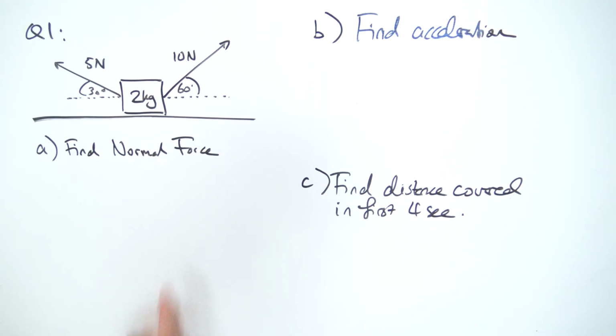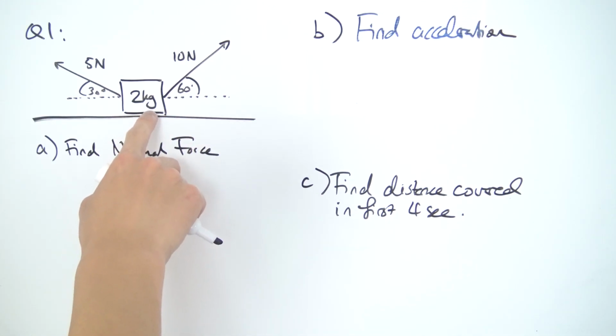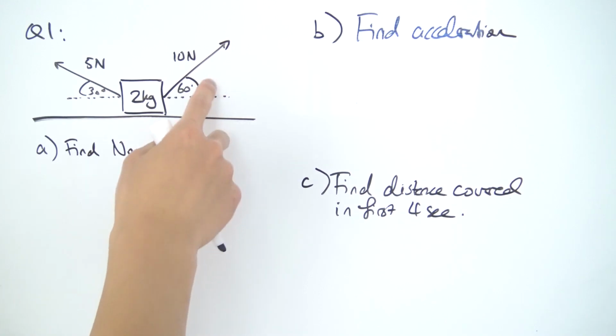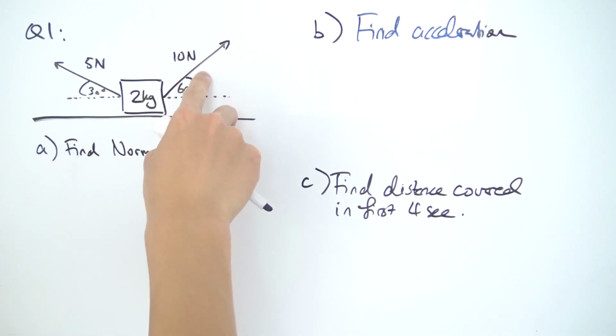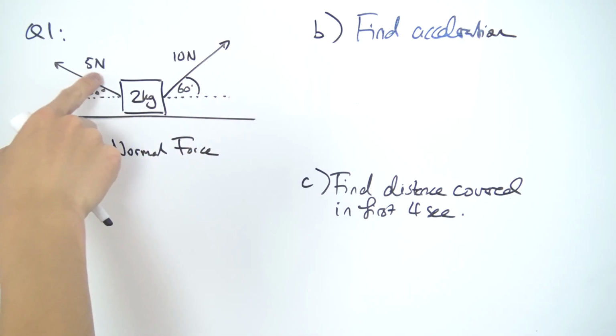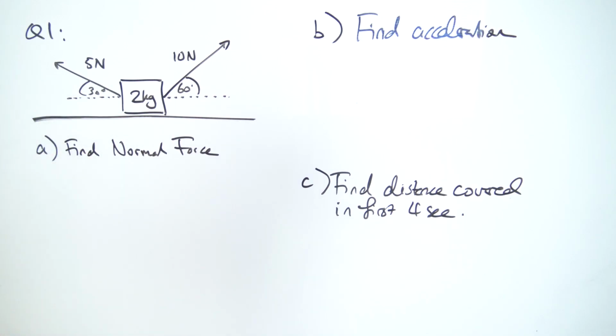So the first question, we're given this system, we have this 2 kilogram block, and it's on a smooth surface, so no friction whatsoever. And we have 2 forces acting on it. We have a 10 Newton force acting 60 degrees up from the horizontal, and this other 5 Newton force acting the other way. And part A asks us to find the normal force on this thing.